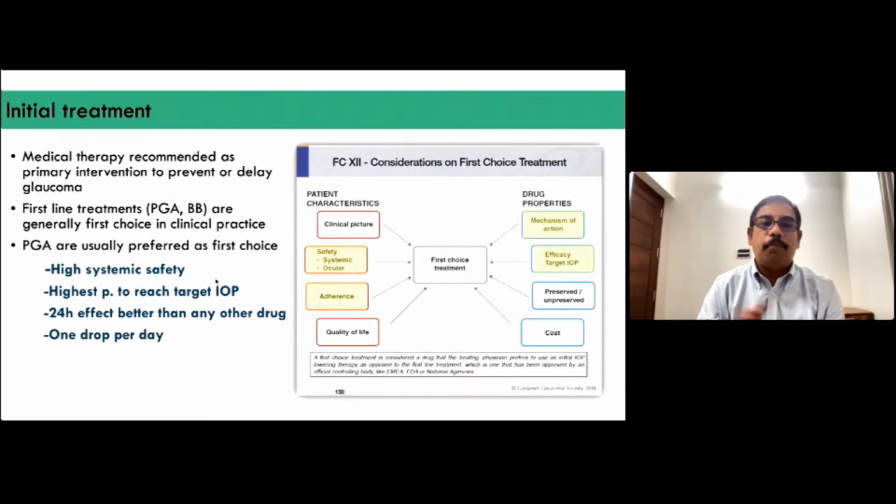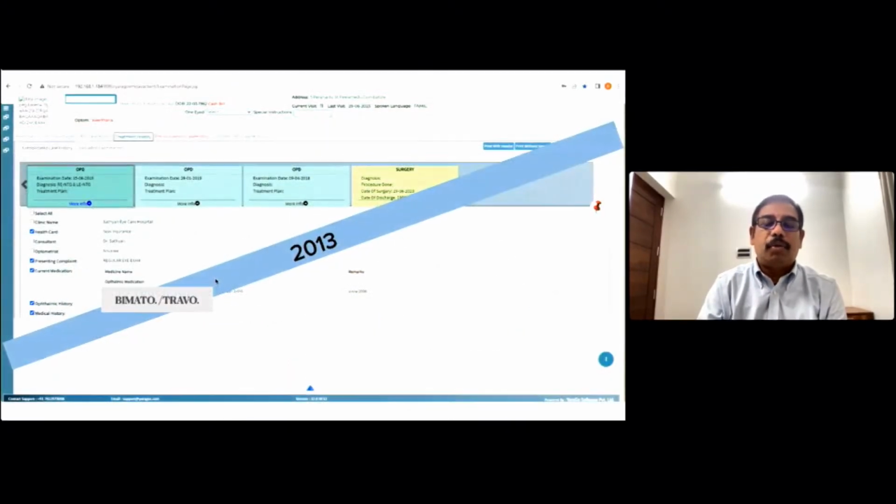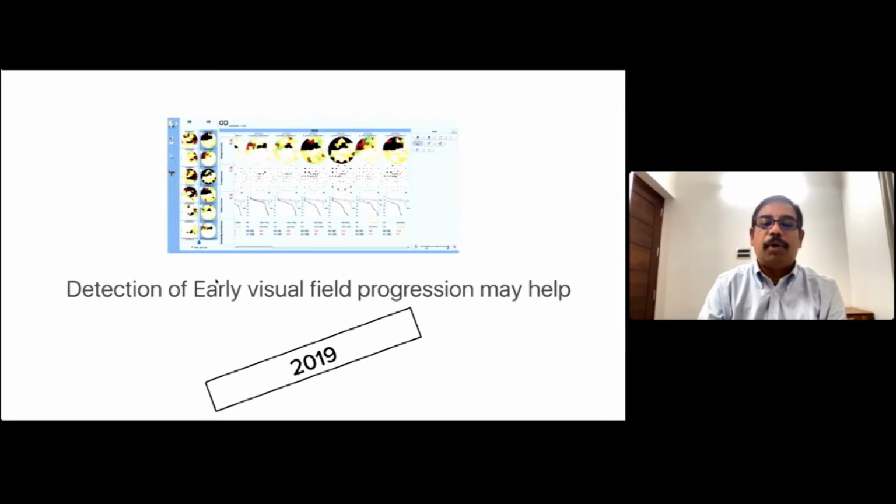So he was on medication. Looking at the PGA, we know that it has the highest systemic safety and can reach the target IOP, and it can maintain the IOP for about 24 hours. And it is once-a-day dosing, which is very convenient. So all this was happening until 2016. But let's see what happened in the year 2019.